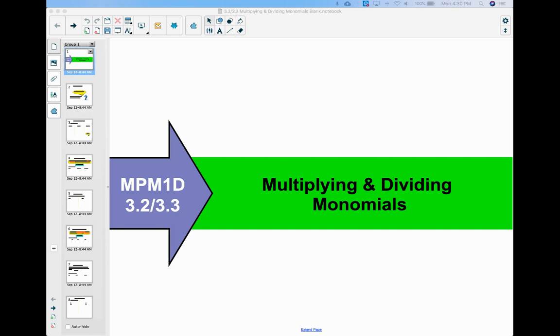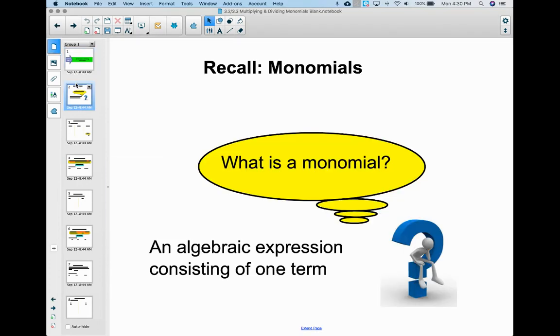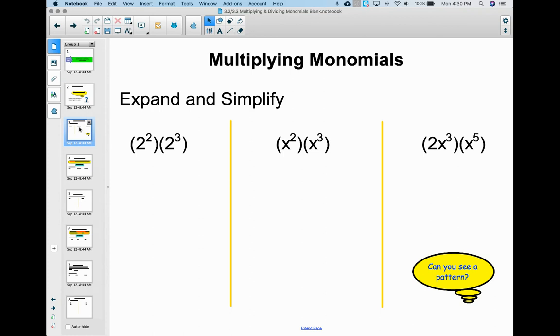Hi everyone, today we're going to look at a lesson on multiplying and dividing monomials. If you recall, monomials are algebraic expressions consisting of one term. So let's look at some examples of how to multiply monomials.